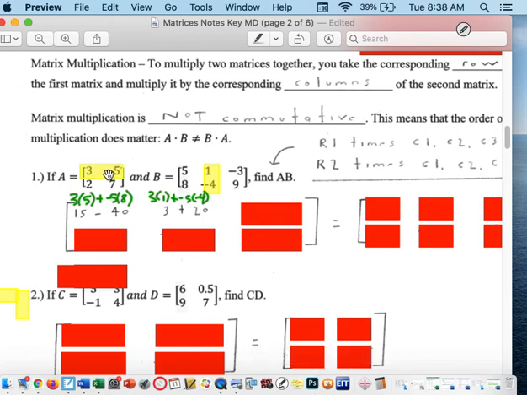Now I'm going to take first row times third column. What's that going to be? 3 times negative 3 plus negative 5 times 9. Okay?